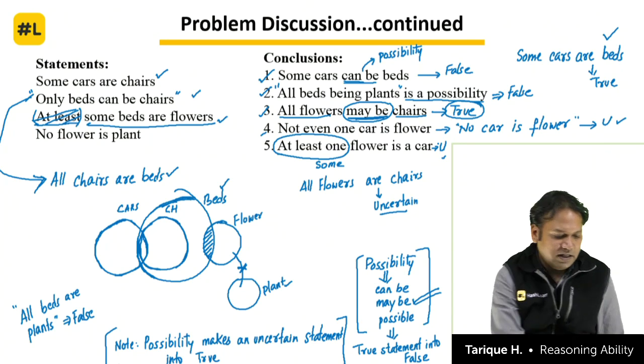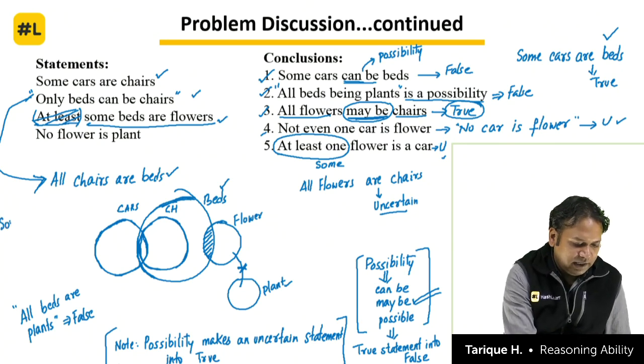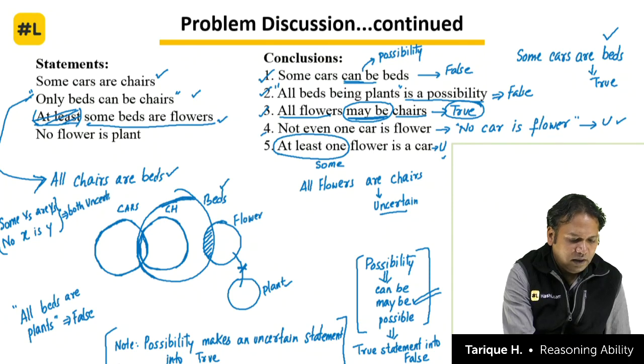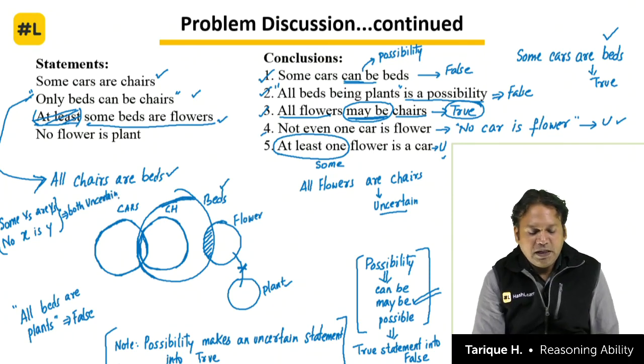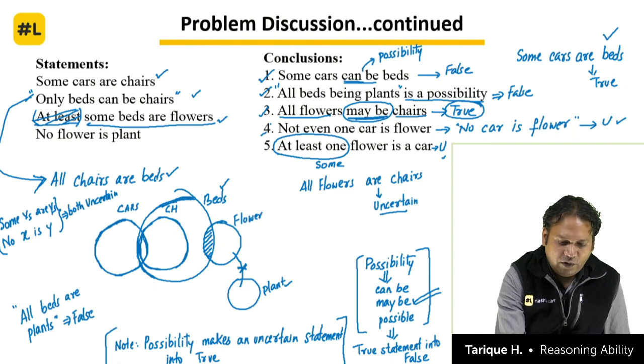Two uncertains we have which are of the form no and some. So this I have discussed earlier, when we have some x's are y's and no x is y, when we have a combination of these two and both are uncertain, then either is true. Clear? So answer will be either 4 or 5 will be true.